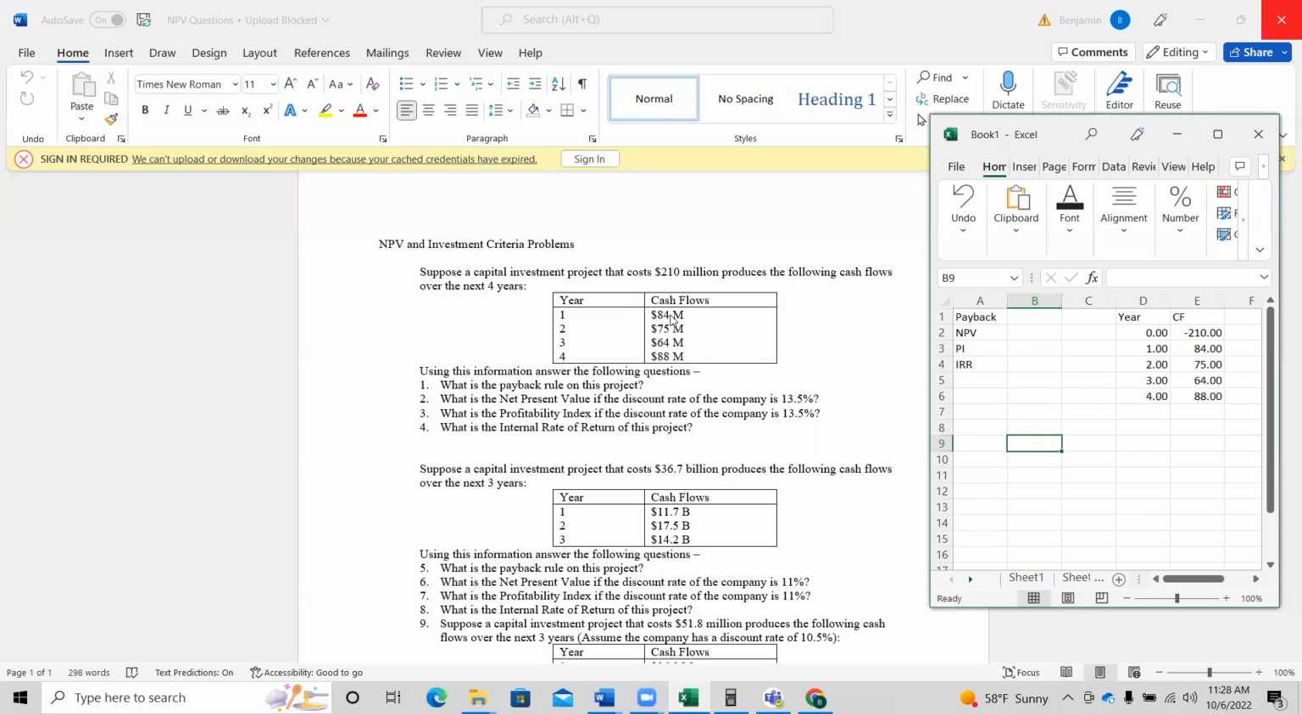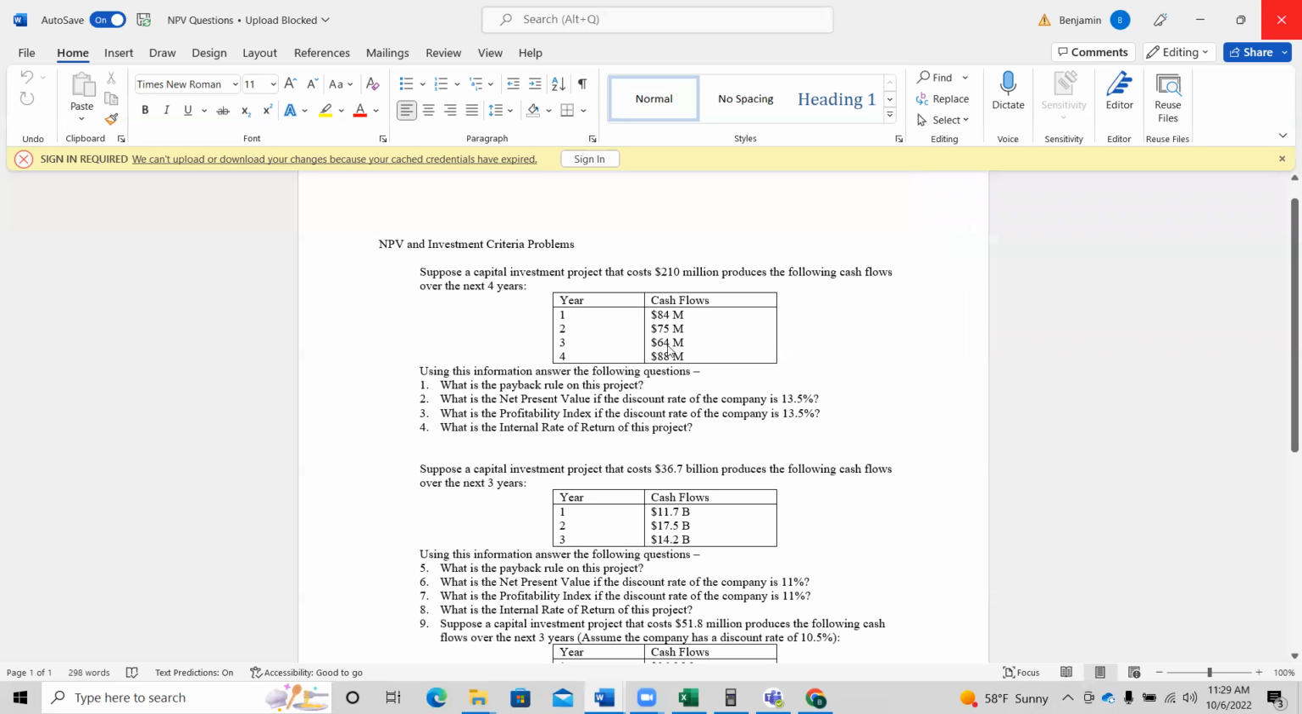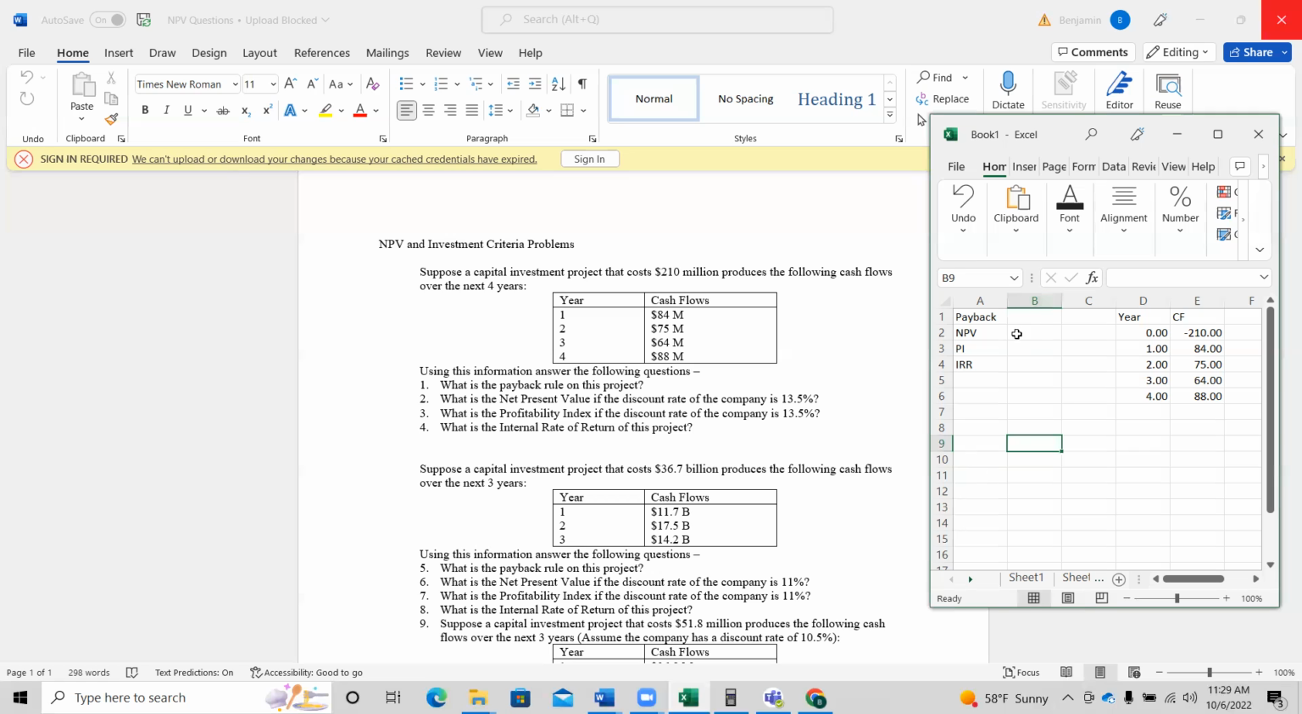Okay. So what we've got to do here is some simple arithmetic. 84 plus 75 is 159. So it looks like after 2 years, we pay back 159 of the 210 million. And then we earn 64 million in year 3. So at some point towards the latter part of the third year, we will end up paying back this amount. So I've got to figure out how much money is remaining after year 2 that I need to pay back. So 210 minus 159 is going to be 51 million.